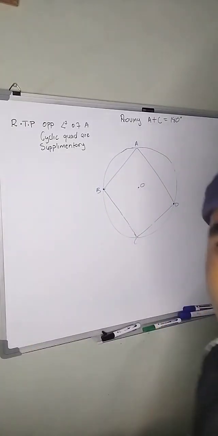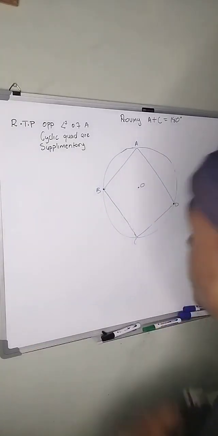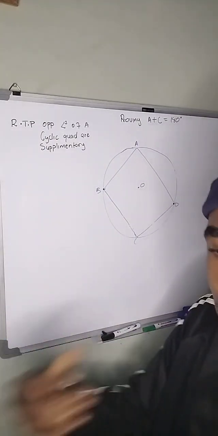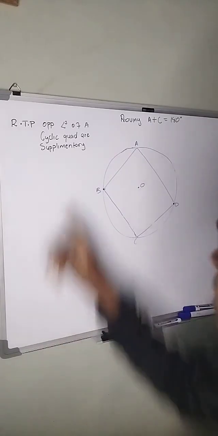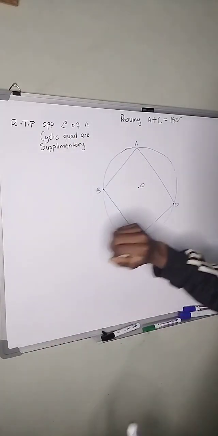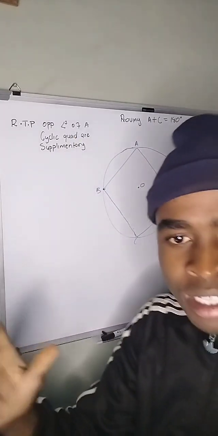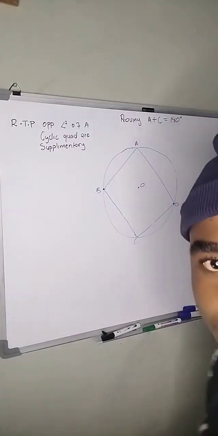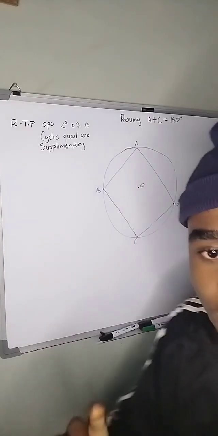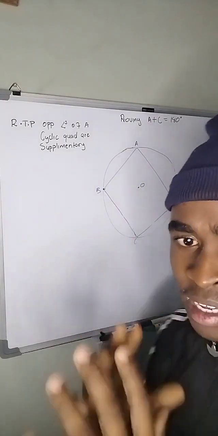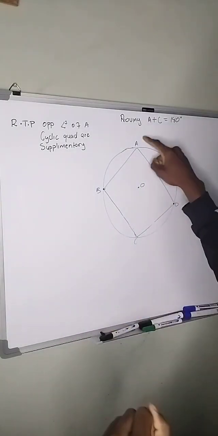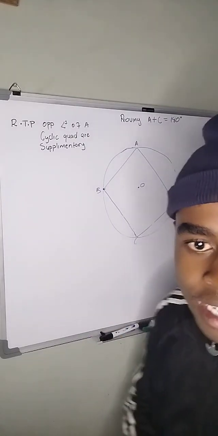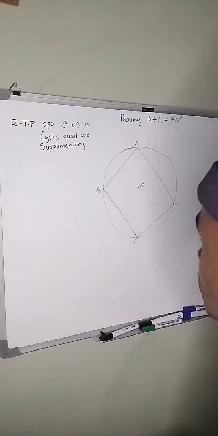Not sure if this is a good spelling, can I get a spelling? I'm not sure, but you understand. Supplementary means that angles being added, they become 180. Like if I add A plus C, they're going to be 180, right?